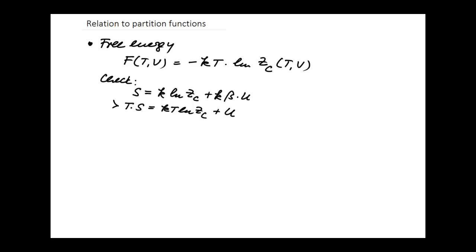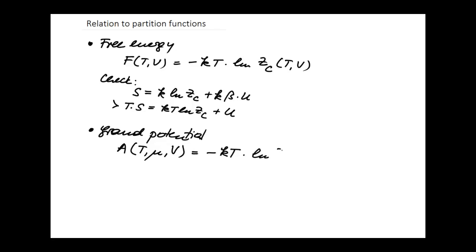In a similar fashion, you can show that the grand potential, which is a function of temperature, chemical potential and volume, is related to the grand canonical partition function by a factor minus kT. It's minus kT times the log of the grand canonical partition function, which is a function of temperature, chemical potential and volume.